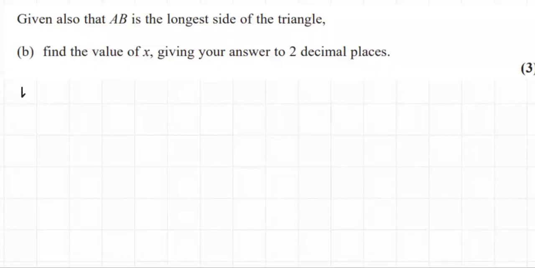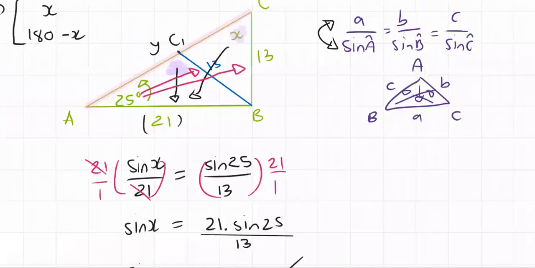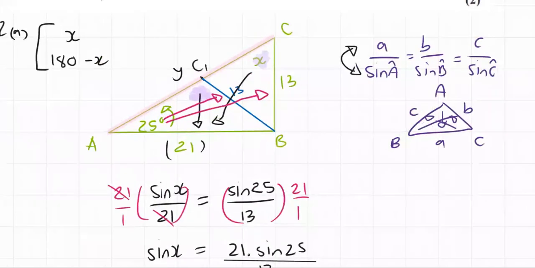Question 2b. It's given that AB is the longest side of the triangle. So now we look at our ambiguous case, it comes into play. Find the value of x, and this one wants 2 decimal places. So let's take a look at our triangle again. Here's our triangle, and it's given that AB is the longest side of the triangle.